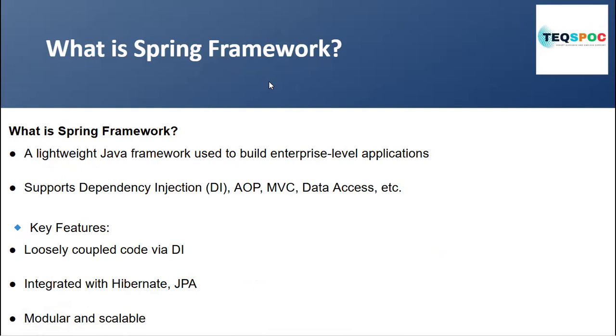Then what is a framework? After that, the second framework comes, the Spring Framework. Spring Framework is a lightweight Java framework used to build enterprise level applications. It supports dependency injection, AOP, MVC, data access: model view controller, data access, aspect oriented programming. The key feature of Spring is loose coupling.